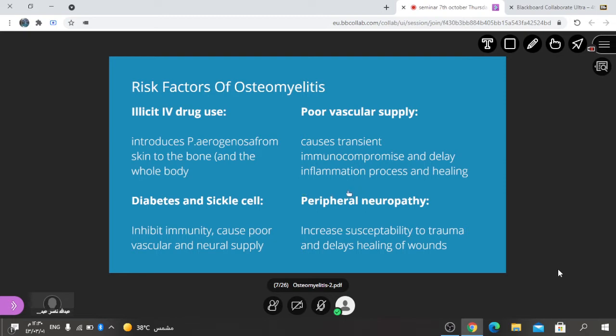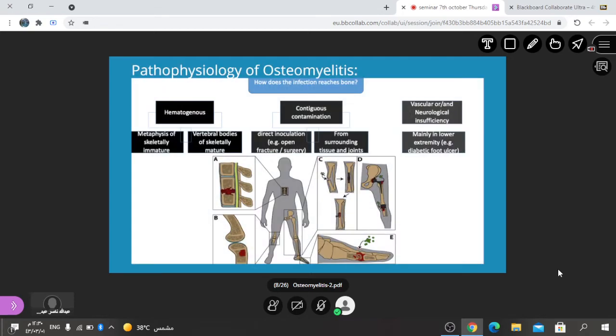For peripheral neuropathy, it increases susceptibility to trauma and decreases identification of trauma by the patient himself. Peripheral neuropathy also delays healing together with poor vascular supply. Now I've finished my talk. My colleague Salman will start with pathophysiology.